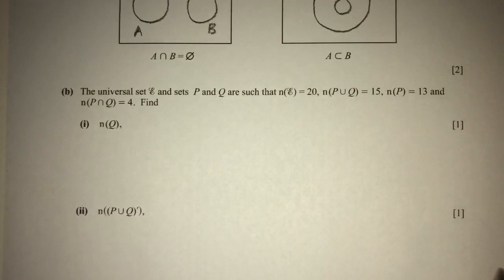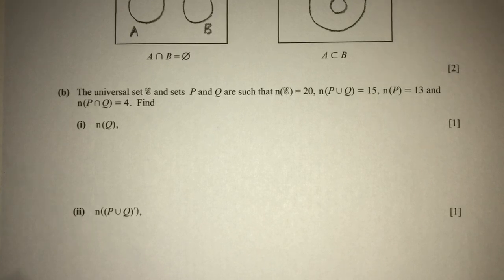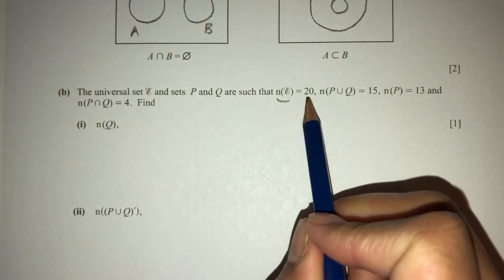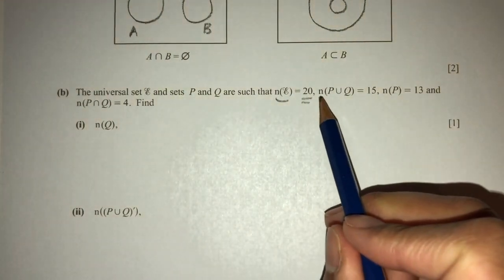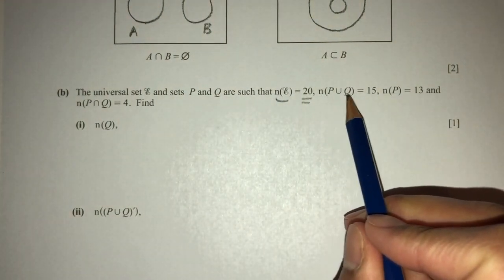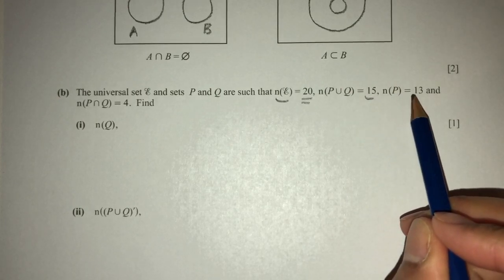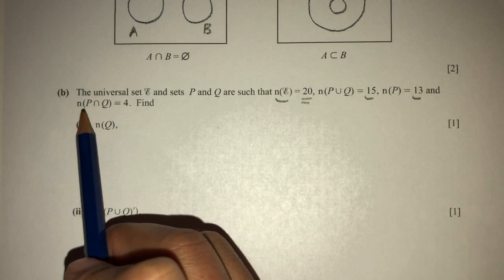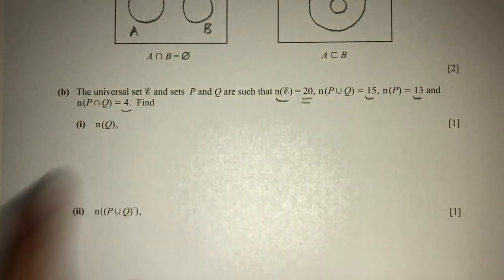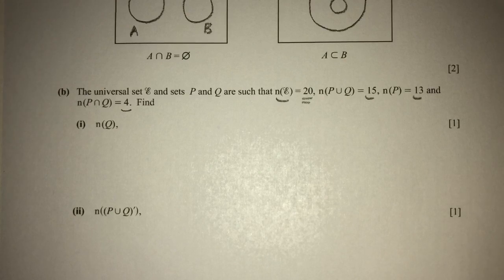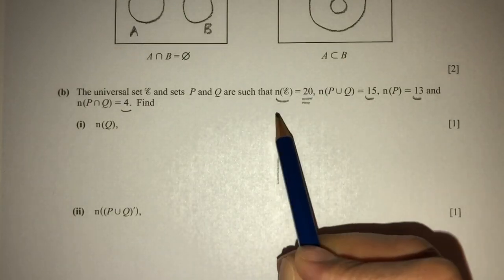Now for part B, we have a universal set, and sets P and Q are such that the number of elements in total is 20. So everything together is 20. Now, the number of elements of P union Q is 15. The number of elements of P is 13. And finally, of P intersection Q is 4. So we have to first use those values or information to draw a Venn diagram to help us. So let's first do that.